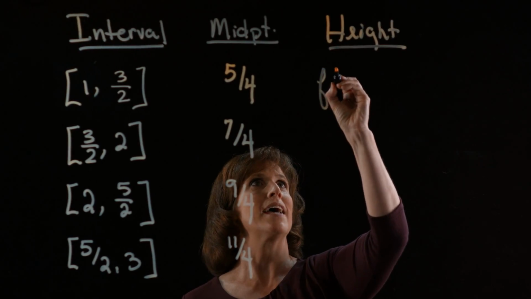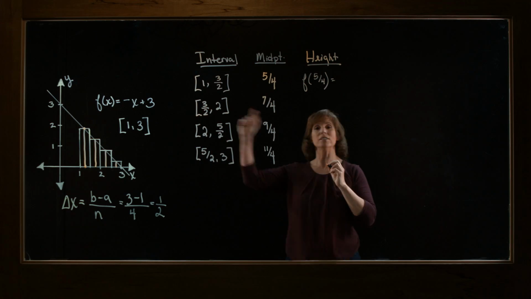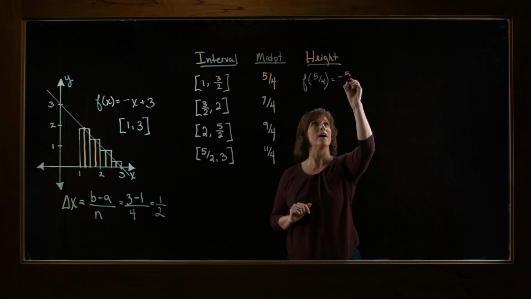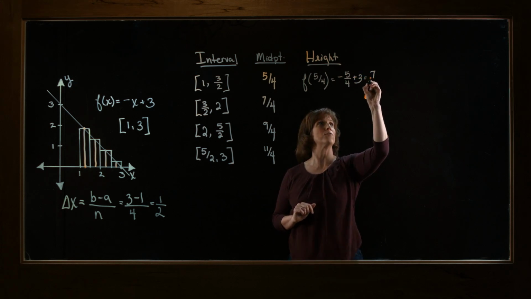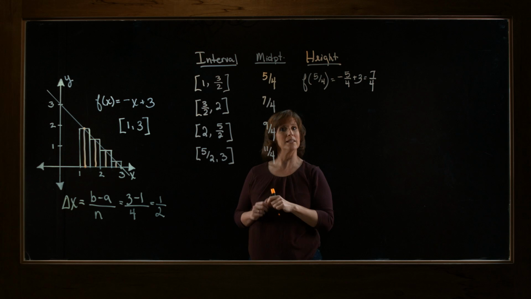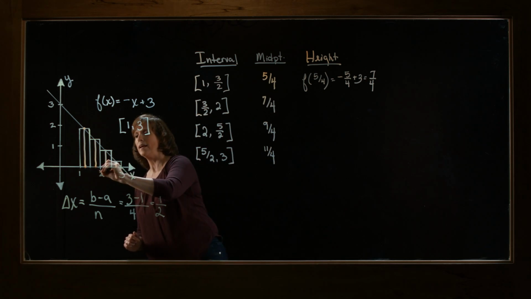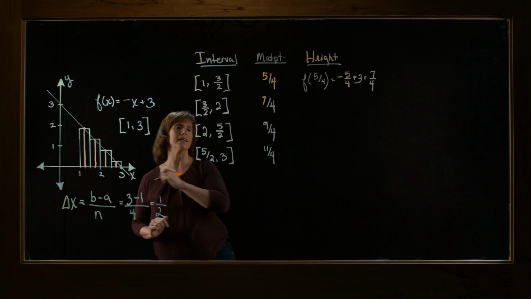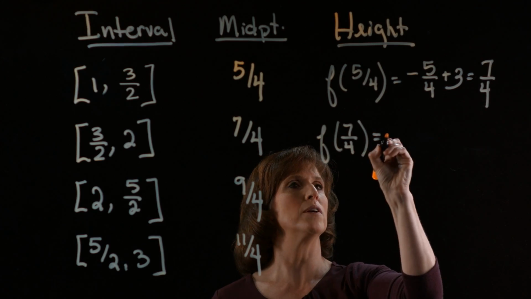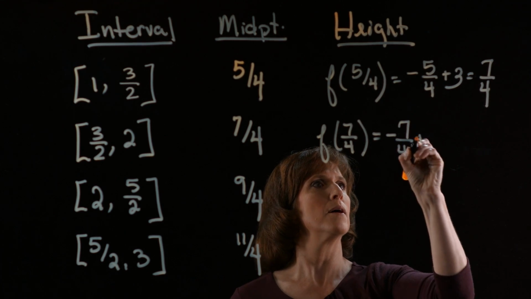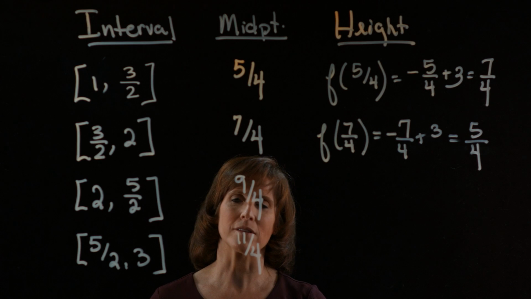And for my first rectangle, the height is going to be f of 5/4, which, according to my function, will be minus 5/4 plus 3, or in other words, 7/4. Doing the same thing with my next rectangle, the height will be the function value when my input is 7/4. So f of 7/4 is going to be minus 7/4 plus 3, which is 5/4.